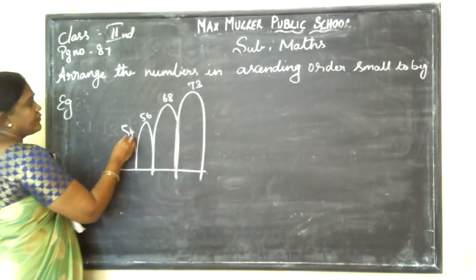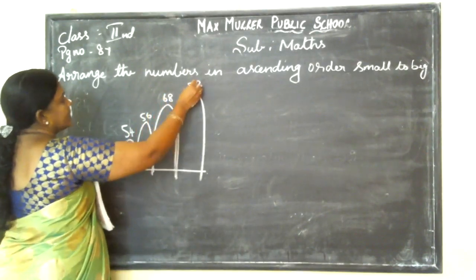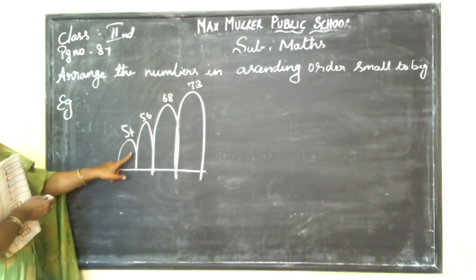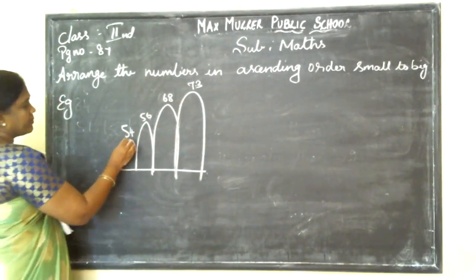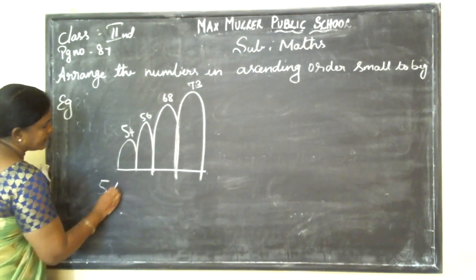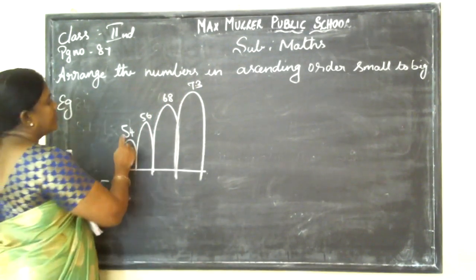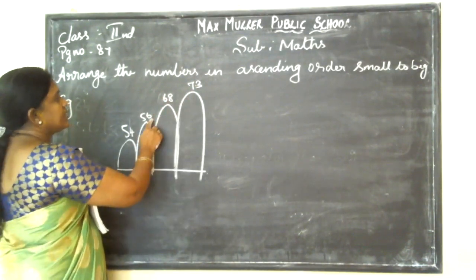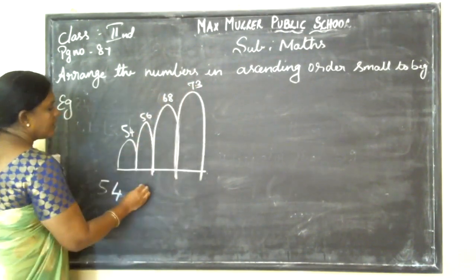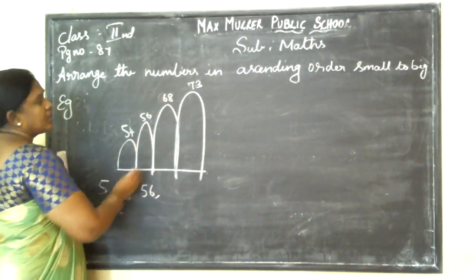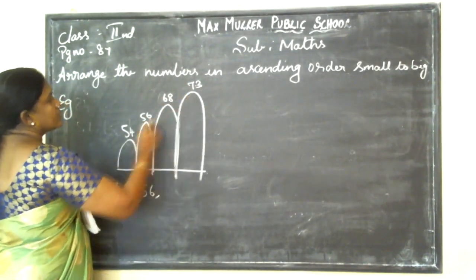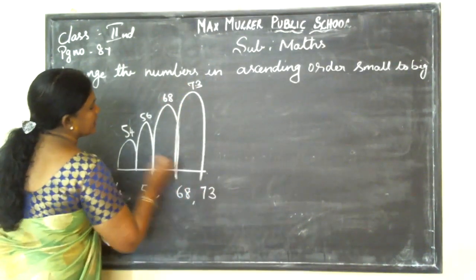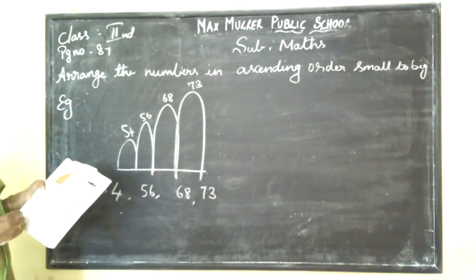See, 54, 56, 68, 73. Which one is the small number? This one is the small number. So 54 you write first. Leave 54; in these three numbers, which one is small? 56, 68, 73. 56. In these two numbers, which one is small? 68, 73. Understood, children? Take one like that, only an example sum.